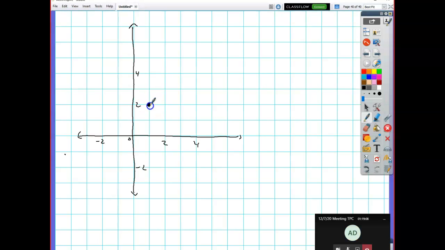Catch it on my smart board. This is A. I'm gonna call it A. 1, 2, 3, 1, 2, 3, 4, 5. There's a vector that starts at 1, 2 and goes to 3, 5.